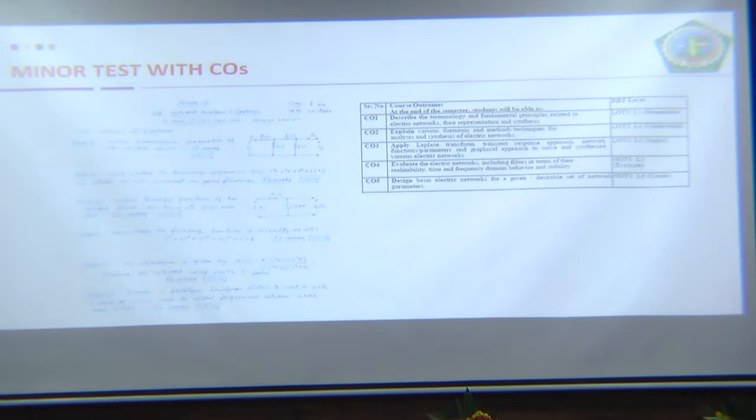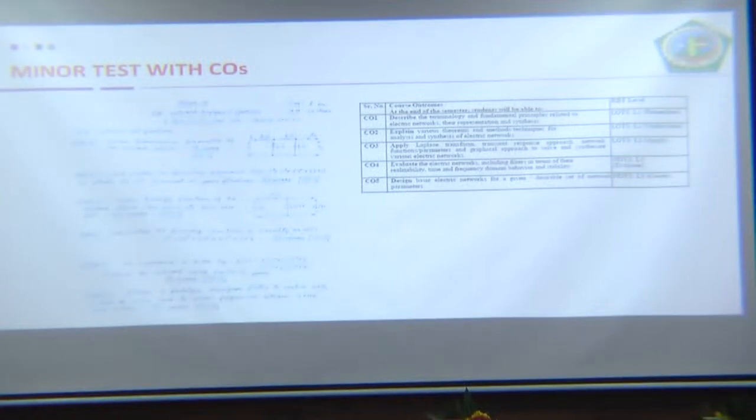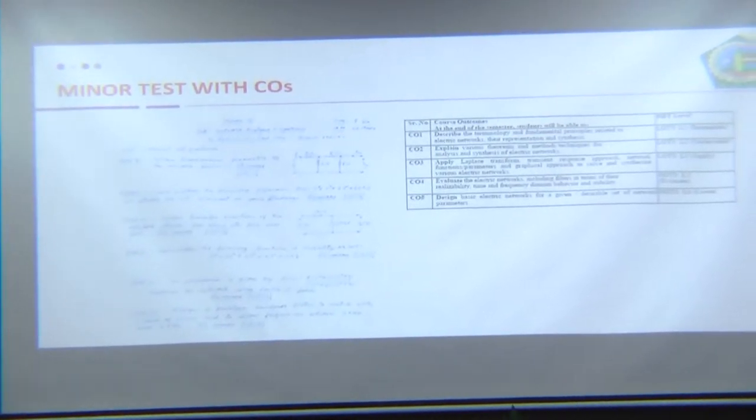One minor test. Here you can see, this is the second minor. So this question one: obtain transmission parameters of the network. This was the network, and it is 4 marks and CO3 has been hit here. So CO3 is there, then here also CO3, CO3, CO4, CO4, 5, something like that. I didn't put any question related to CO1 and 2. You can see here.